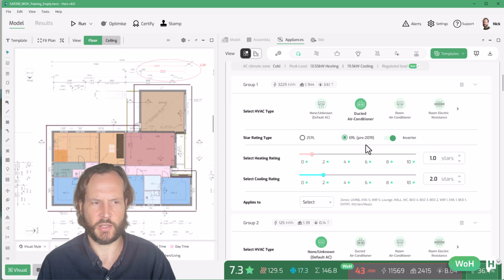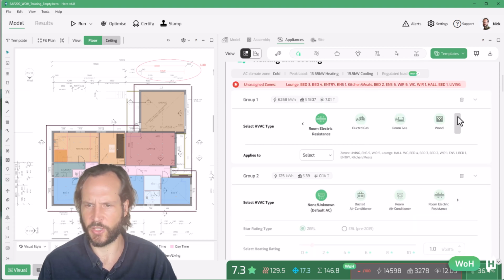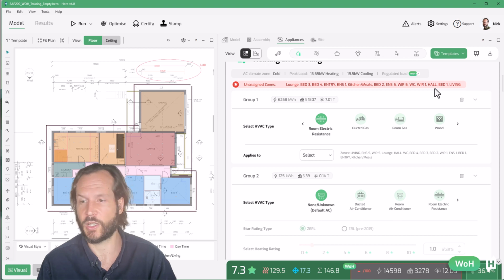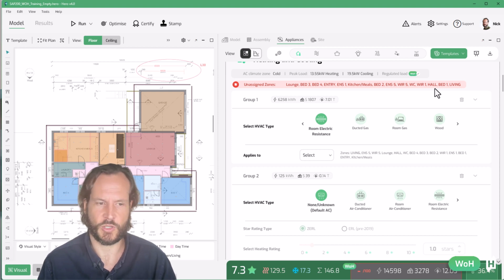Alright, let's check out the other HVAC types though. So we have an electric resistance heater, so like a panel electric heater or radiator, and so that's heating only, and this is why we're now getting a lot of unassigned zone warnings, because we don't have a cooling system for all of these zones that I've just selected. So you'd need to set up a cooling system to go with these zones, or a default none.